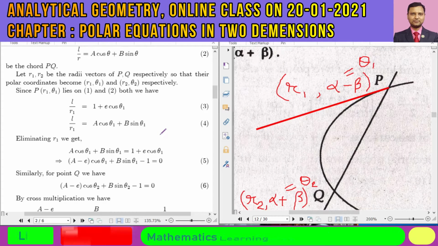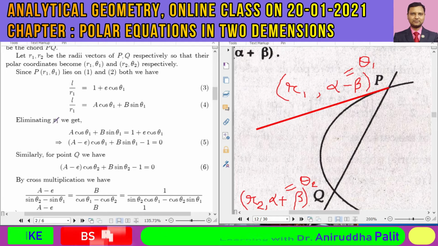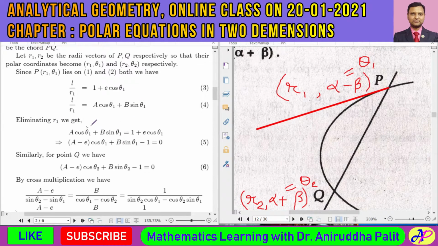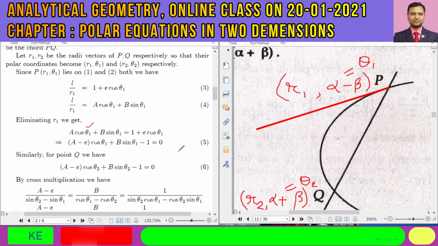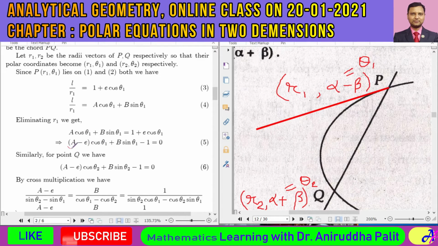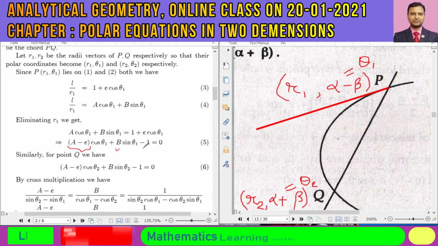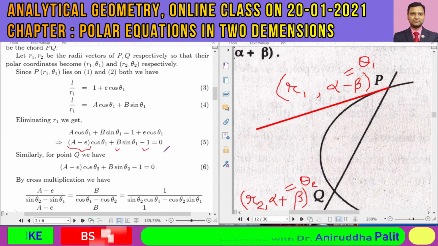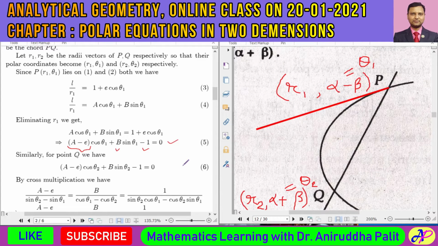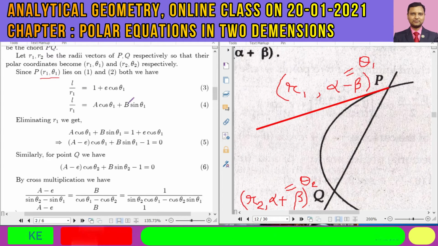Now let's continue. Over here, you see, if we eliminate r1, then we have this type of relation. These are the right hand sides of equation number 3 and 4, and we can take cos of theta 1 and sine of theta 1 within the same term. Then cos of theta 1 has this type of coefficient A minus e. Sine of theta 1 has the coefficient B, and the remaining term, that is actually the minus 1, is kept separately. So this is the equation that we get after simplification, the equation number 5. And this is the equation that we get for the first point P with polar coordinates r1, theta 1.